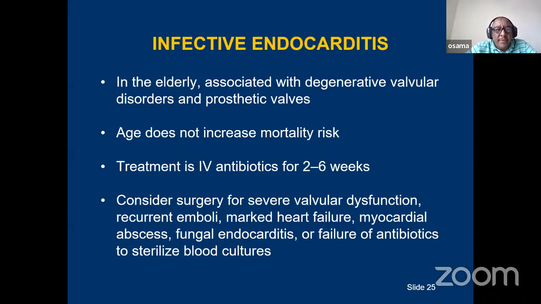Infective endocarditis. In the elderly population associated with degenerative vascular disorder and prosthetic valve, age does not increase mortality risk. Treatment is IV antibiotic for 2 to 6 weeks. Consider surgery for severe valvular dysfunction, recurrent emboli, marked heart failure, myocardial abscess, fungal endocarditis, or failure of antibiotic to sterilize blood culture.